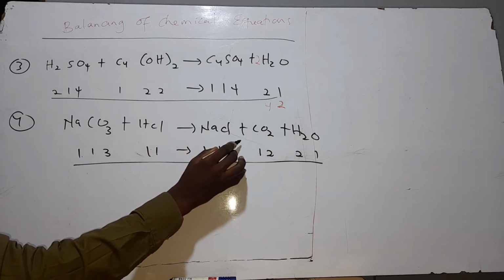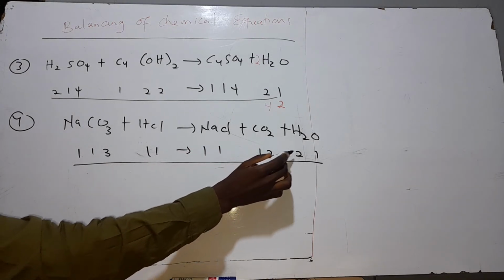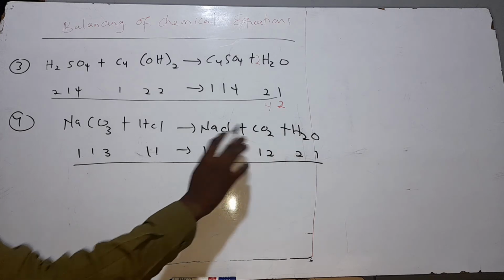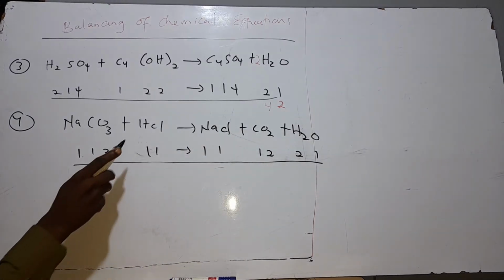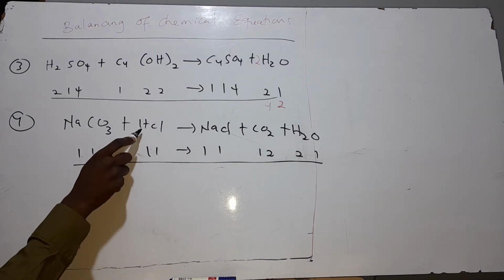When I come to this side, how many O do we have? We have 2 O here. And we have 1 O here. So 2 and 1, making 3 is balanced. Move on to the H now. How many H do I have here? I have 1 H here.